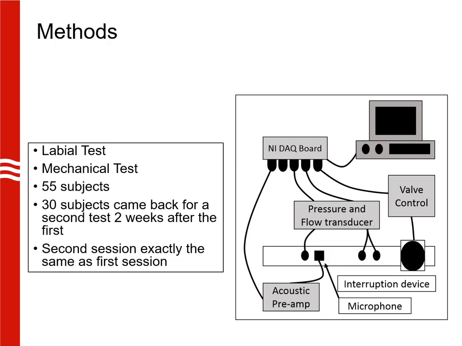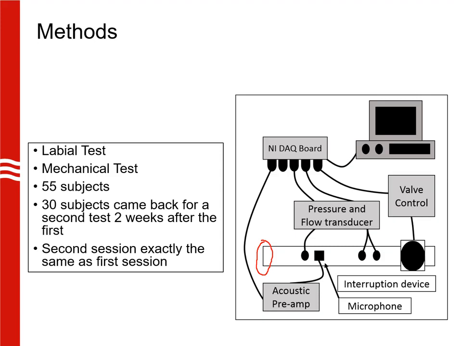A schematic of the experimental setup is shown here on the right. For both tests, the subject phonates into the proximal end of a PVC tube. So right here is the proximal end. And then within the tube, we have ports for measuring pressure, airflow, and a microphone for recording sound and audio.